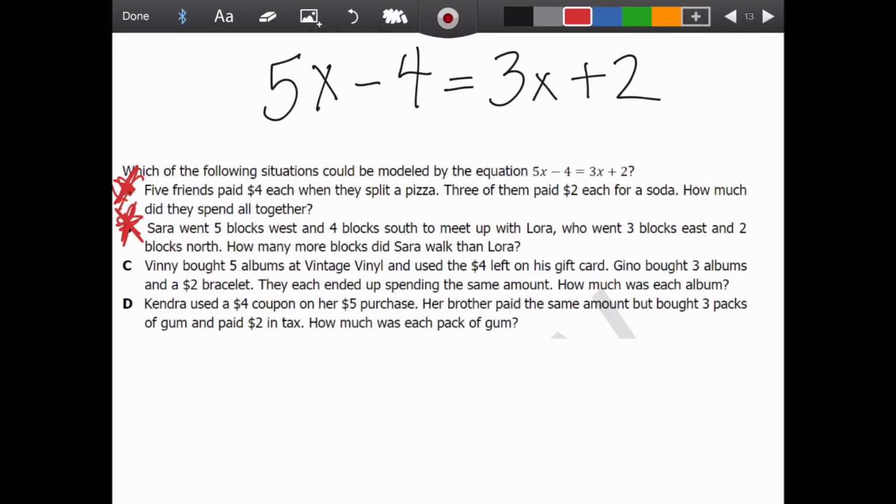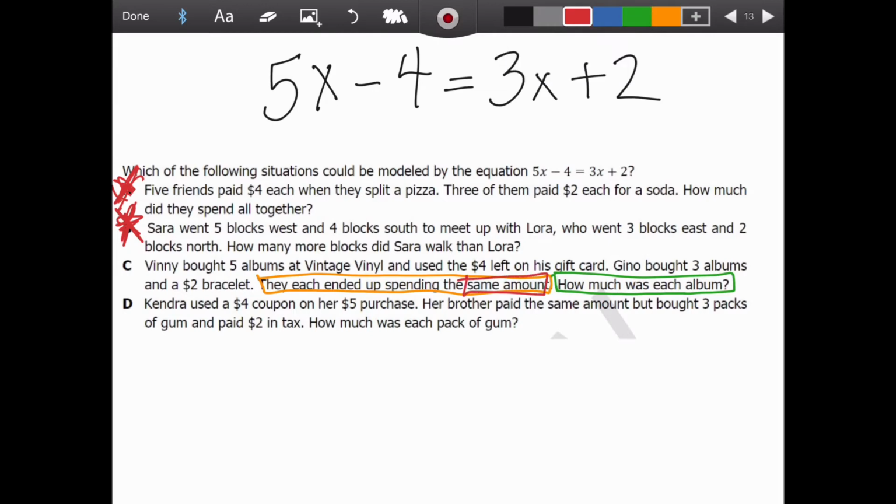Moving to answer choice C, it says Vinny bought 5 albums at Vintage Vinyl and used the $4 left on his gift card. Gino bought 3 albums and added a $2 bracelet. They each ended up spending the same amount. How much was each album? Okay, so finally, we have something that says they each ended up spending the same amount. Then it says, how much was each album?